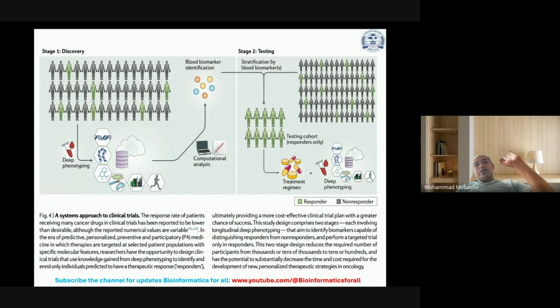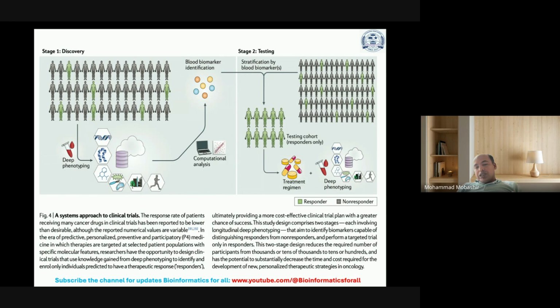Now, this is also the continuation part for data science application in health science. This is the discovery part, stage one. You need to look for the population of the patients, then deep phenotypes, then go for some computational analysis and blood biomarker identification. After that, you go for testing, that is stratification by blood biomarkers, testing cohort responders only, then treatment regimen plus deep phenotyping. So this is one of the finest examples.